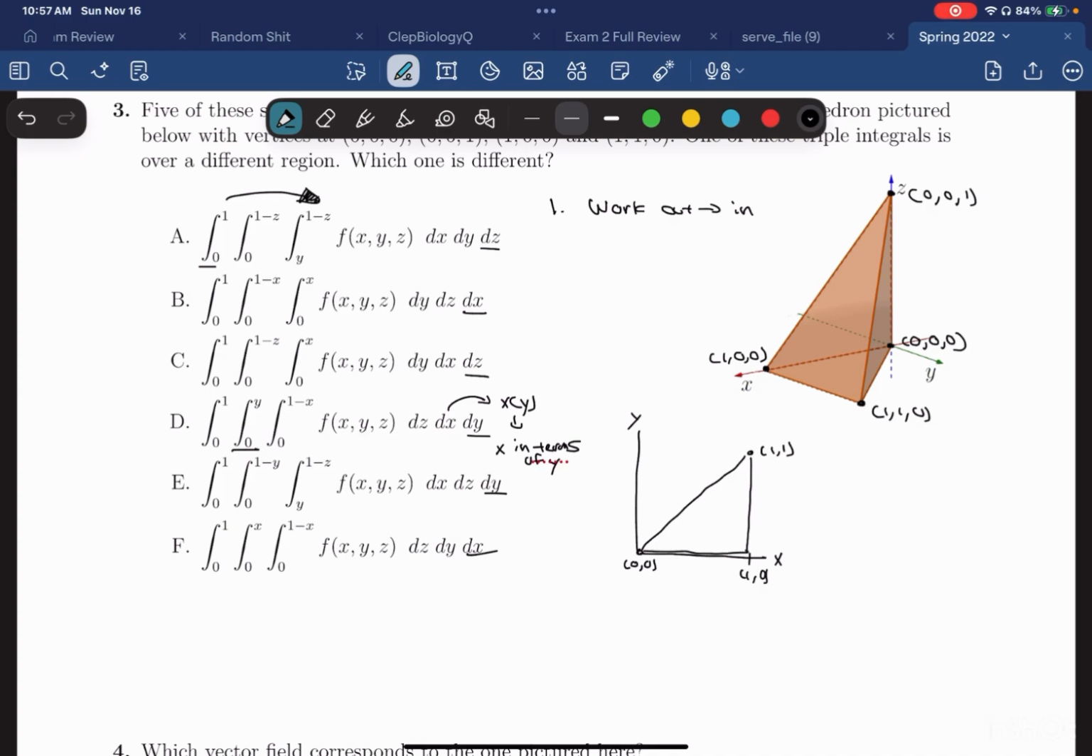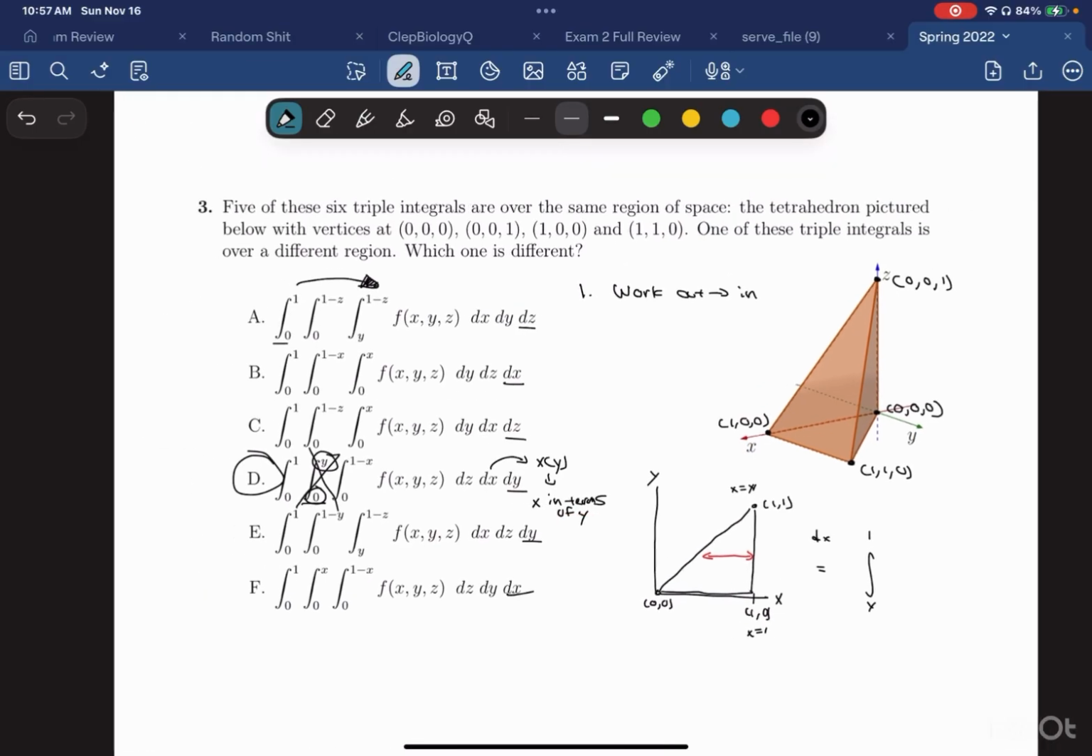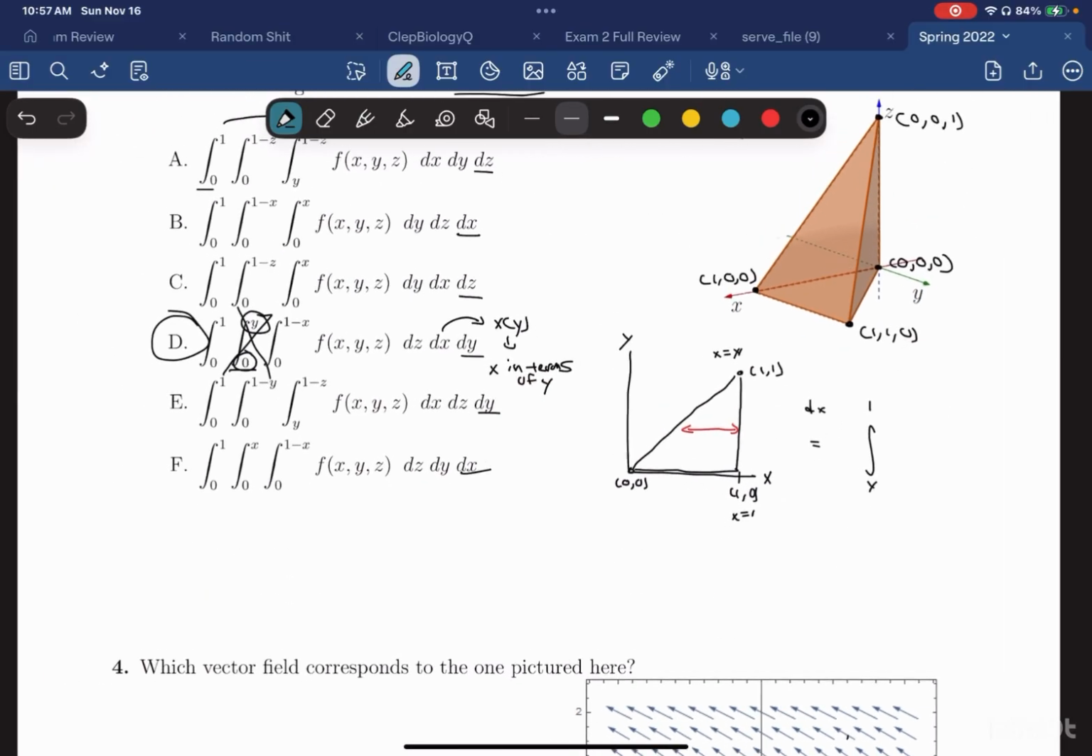Since it's dx, it goes from left to right, which means that since this line is y equals x, x equals y, and this is x equals 1, the boundary for dx should be from y to 1. But if we look at D, it goes from 0 to y, which is wrong, which is why D is our answer in this case, because D is integrating over a different region.